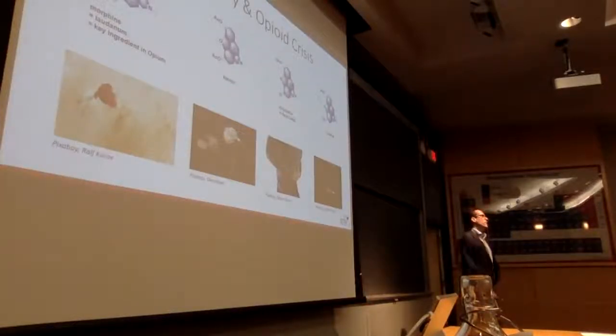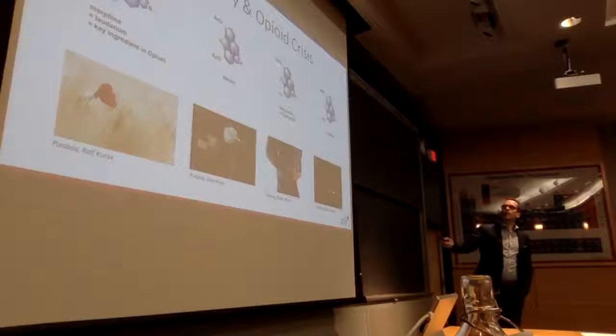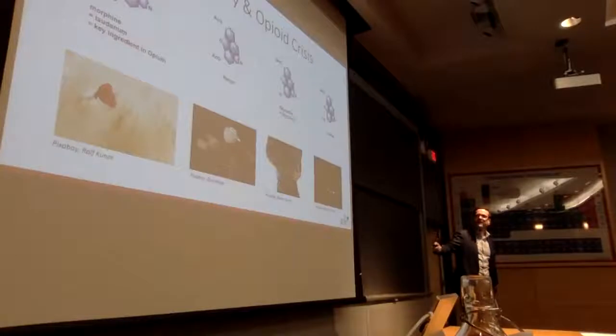Oxycodone is a commonly prescribed painkiller after surgeries that is causing the problem of the opioid crisis in the US, among others. And surprise, surprise, it's almost identical. So it's not really a surprise that it is a painkiller, because it acts on the same enzyme or receptor as morphine does. And morphine is a very potent painkiller, but it is also extremely addictive.